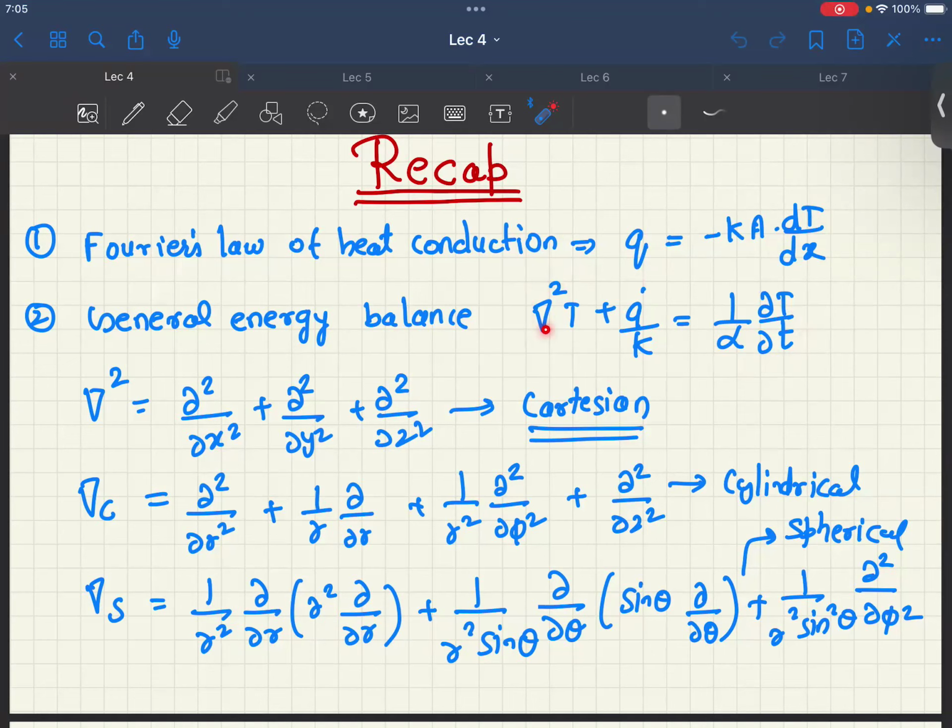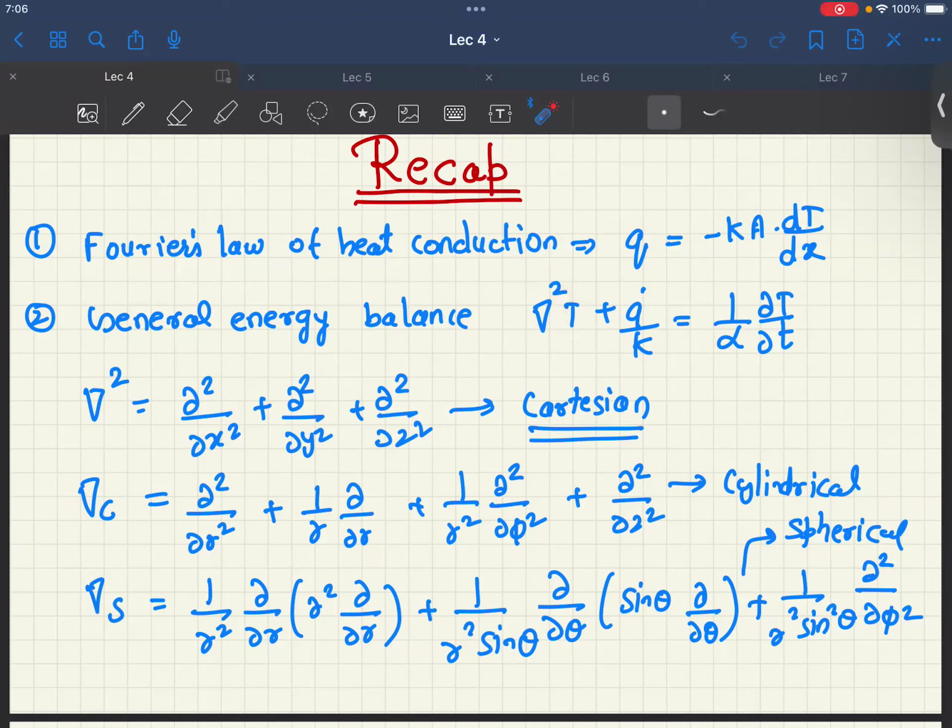In vector formulation, we can write it as del squared T plus q dot by k equals 1 by alpha times del T by del t, where capital T stands for temperature and small t stands for time. And this Laplacian can be written in different coordinate systems. In Cartesian coordinates, it is simply d2T by dx squared plus d2T by dy squared plus d2T by dz squared. Whereas this is the expression for the cylindrical system, and this is for the spherical system. This Laplacian operates on the variable temperature T.